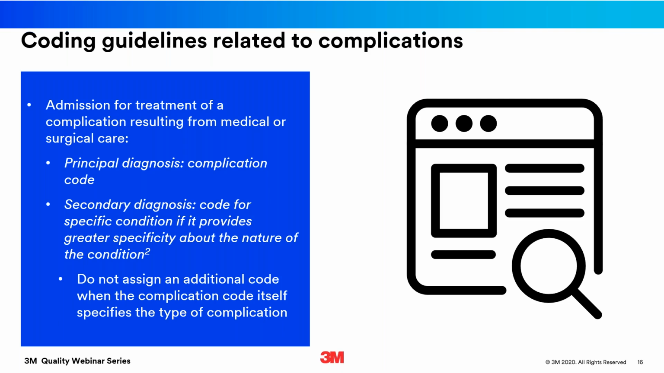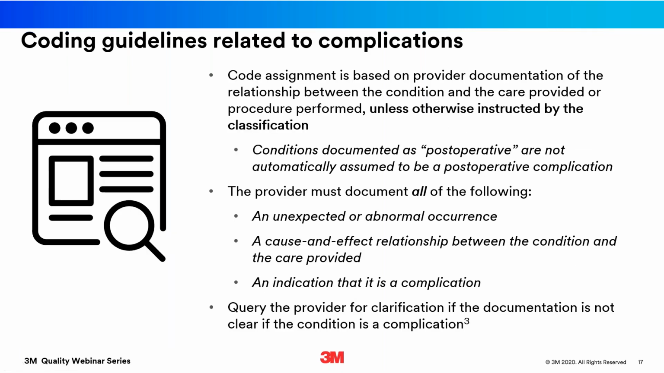For example, if a patient is admitted due to cellulitis from an operative incision site after a total hip replacement, the postoperative infection complication code will be sequenced first, followed by the cellulitis code as a secondary diagnosis. The secondary diagnosis code is identifying that the infection was cellulitis, so it's providing additional documentation or additional specificity.